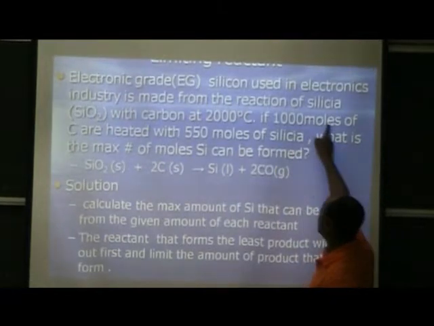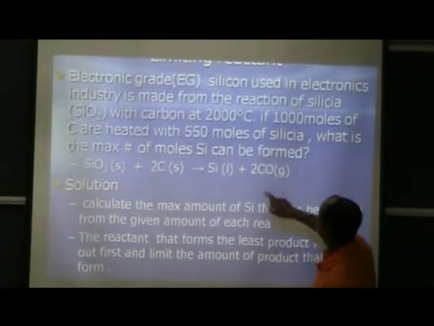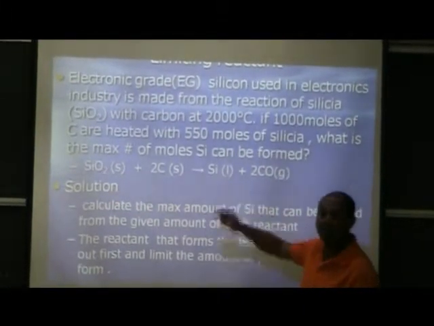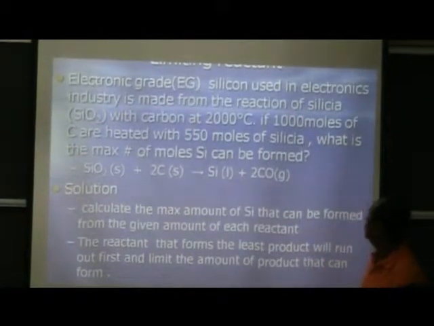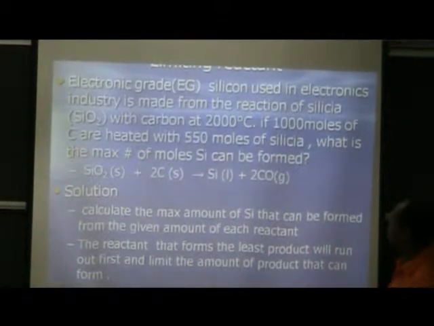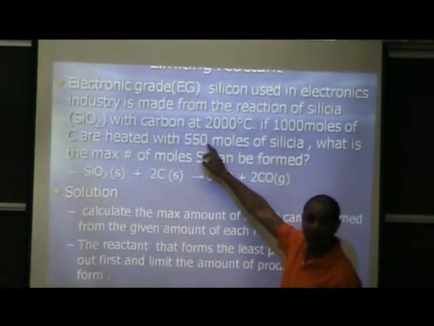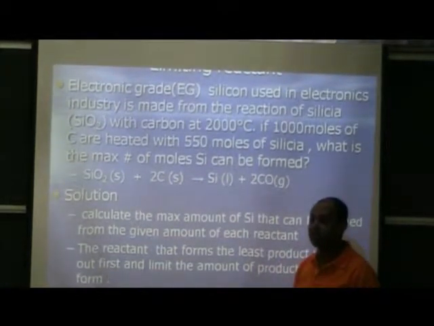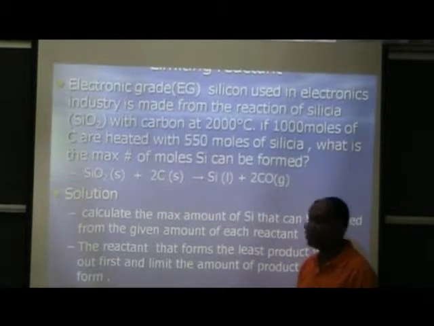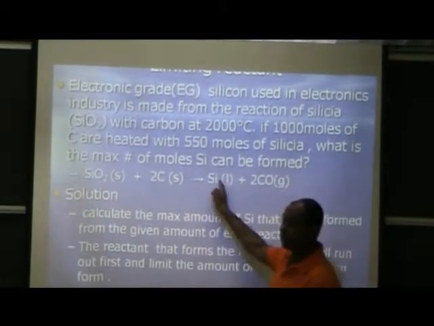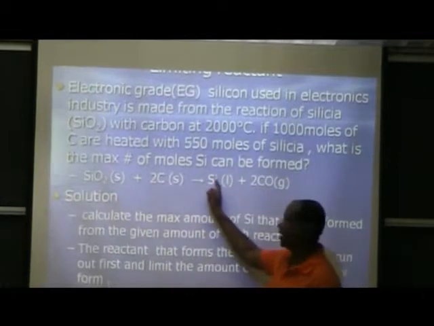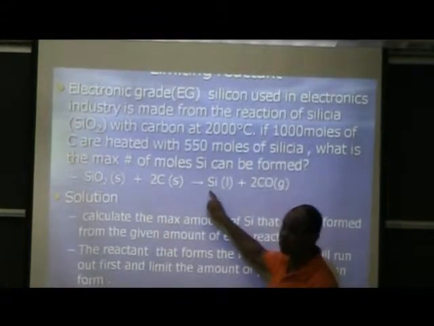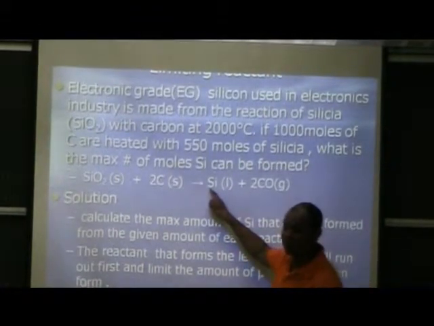If I have 500 moles of silica, how many silicon do I get? 500. If I have 550 moles of silica, it's going to be 550. The ratio is 1 to 1. Are we okay with this? Look, 1 to 1. So if I have 10 silica, I will get 10 silicon. If I have 550 moles of silica, how many moles of silicon do I get? 550. Does that make sense?